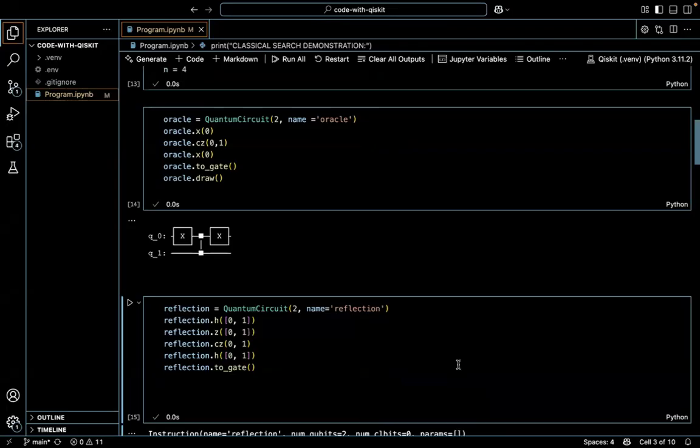The second X gate returns qubit 0 to its original state, ensuring we have only applied the phase flip to our target state. This specific configuration ensures that only the state 1, 0 receives a phase flip, marking it as our solution.